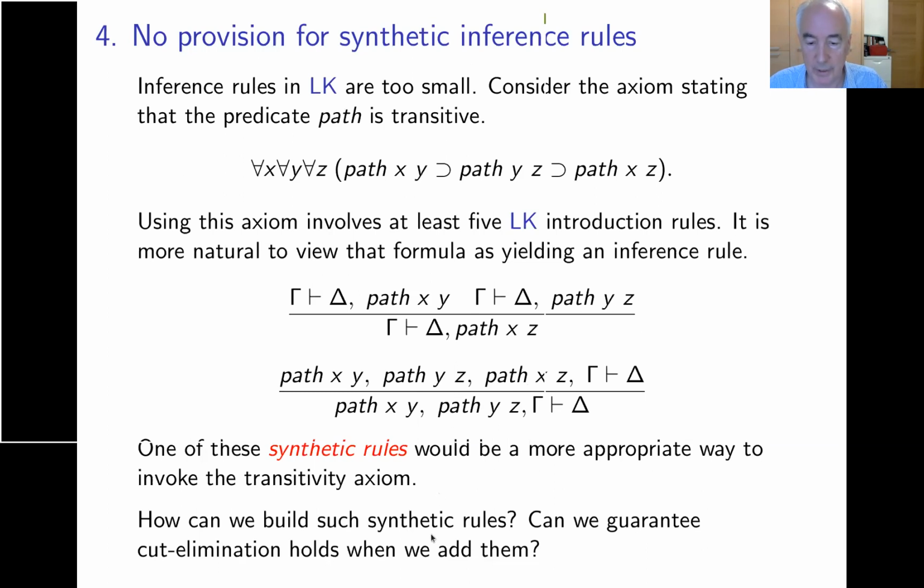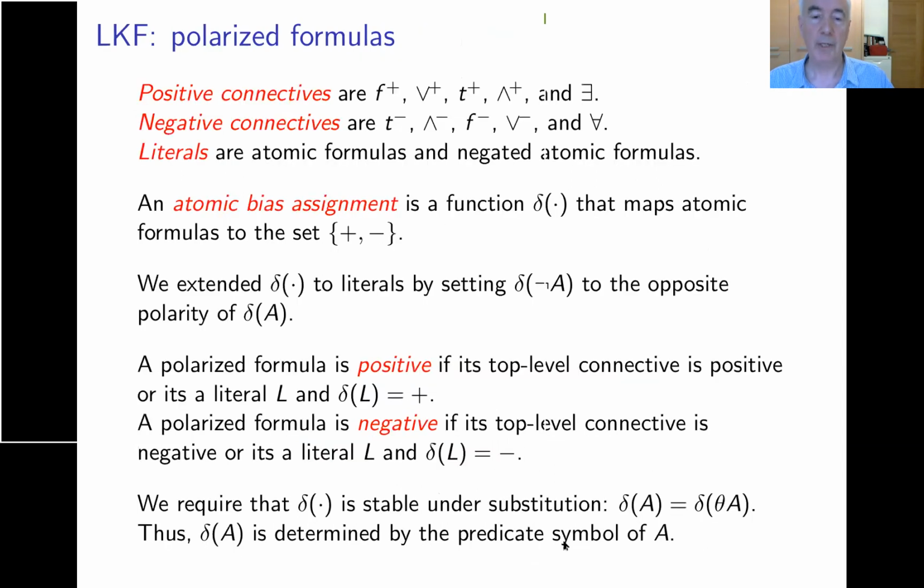But the real question there is, how can we build them, and how can we guarantee that when you add them, you keep cut elimination in your proof systems? Okay, so all four of those topics I'll come back to after I show you what I would claim would be the improved version of LK, or at least a new version of it which addresses these issues.